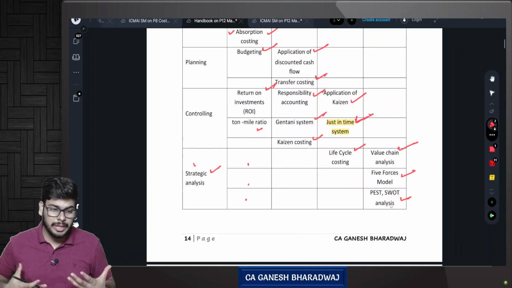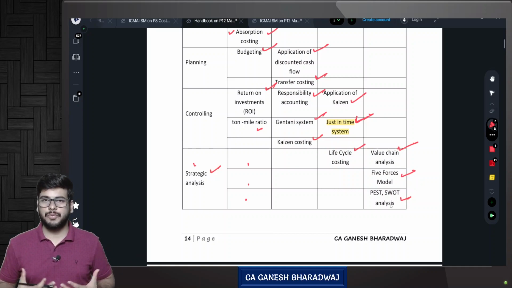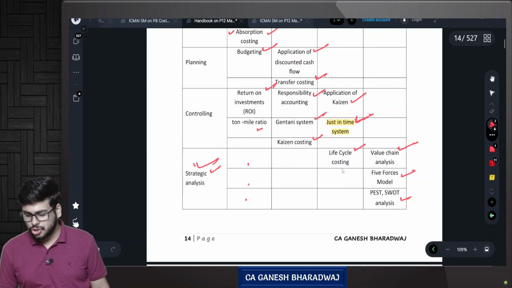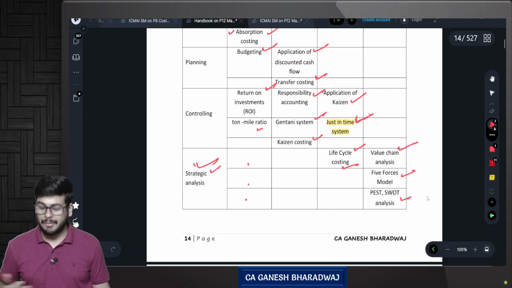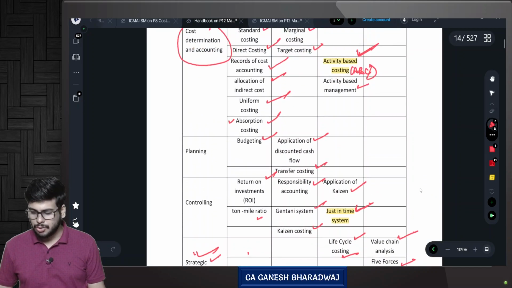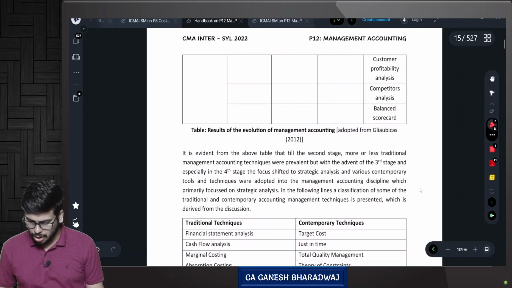So this is how management accounting as a branch of accounting has evolved. Initially, there was nothing with respect to strategic analysis. Slowly, in the third phase, they started something, and in the fourth stage, currently, we have a lot of tools and techniques for the purpose of strategic analysis. Are you clear with this? Yes. So this is broadly it.